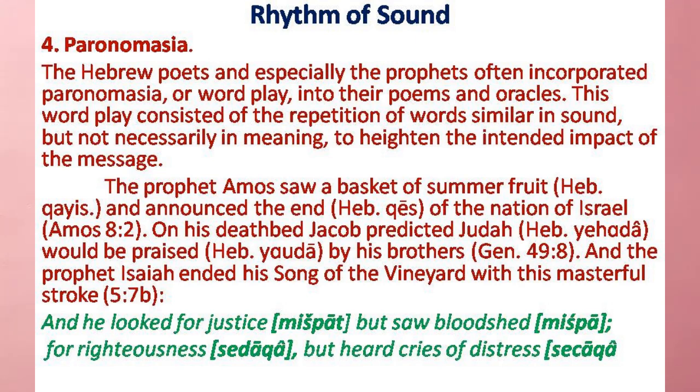Another example is from Isaiah. The prophet Isaiah ended his song of the vineyard with this masterful stroke, from Isaiah chapter 5 verse 7. And he looked for justice. The word for justice in Hebrew is mishpat, but he saw bloodshed. The word for bloodshed is mispach. So mishpat, mispach. So this is also giving a repetitive tone. The next line: for righteousness, tsedaqah, but he heard cries of distress, tse'aqah. So tsedaqah, tse'aqah. This is also giving a repetitive tone. So this is the way paronomasia is used in Hebrew poetry.